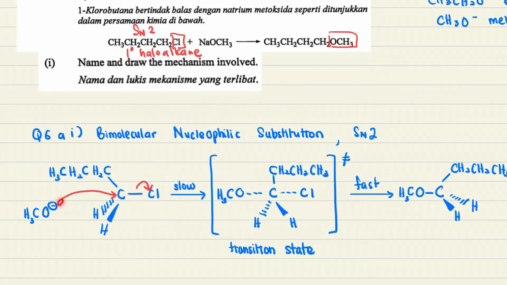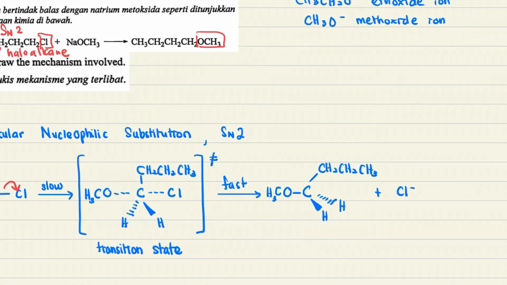When it attacks, this bond will form while this bond will break. Cl gets the electrons because Cl is more electronegative. Remember the rule from the other day. Then this is the activated complex at the transition state. Here, this bond is about to form and another bond here is about to break. The inversion of configuration must also be drawn. Then don't forget the square bracket, the double dagger symbol, and write transition state there.